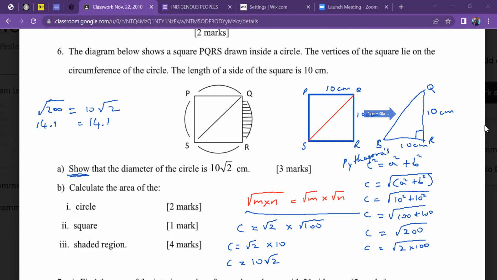Okay. And then we can calculate the area of the circle. I don't see where they're asking us to use pi, what we're supposed to use pi as. I don't know if pi is 3.14 or if pi is 22/7. I personally prefer that pi is 22/7. I like fractions better than I like decimals, so I would use that instead.